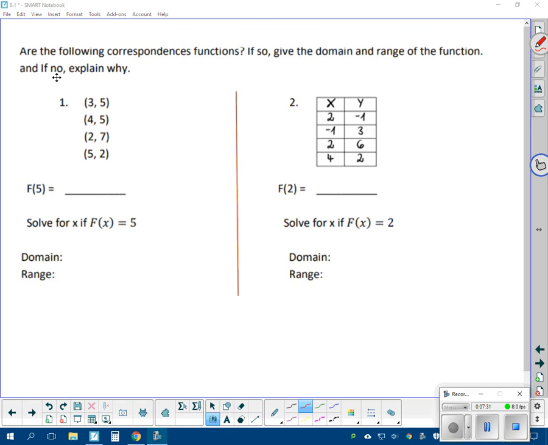All right, let's go through some examples. Are the following correspondences, another word for correspondences is relations. Basically, do we have functions? Does each x value only have one y value? That's what we're being asked. If it is a function, give the domain and range. And if it's not a function, tell us why not. Okay, well, I've got a bunch of ordered pairs.